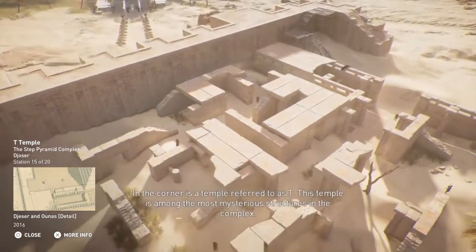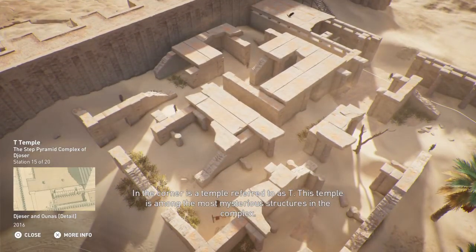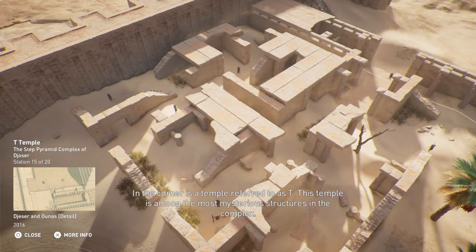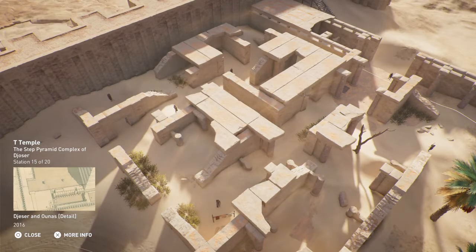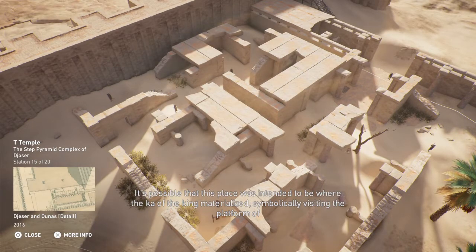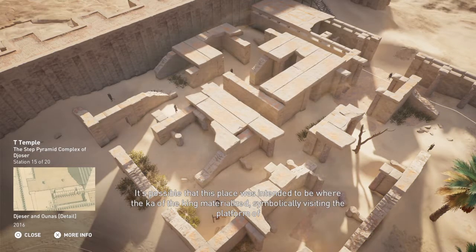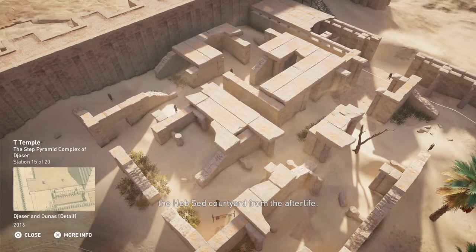In the corner is a temple referred to as T. This temple is among the most mysterious structures in the complex. Its outer facade is plain, while inside it is decorated with intricate jet pillars and carvings. It's possible that this place was intended to be where the Ka of the king materialized, symbolically visiting the platform of the Hebsed courtyard from the afterlife.